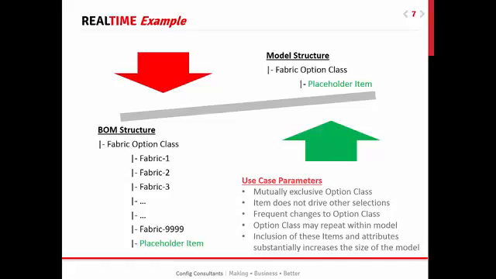In this case, the assumption is made that the option class is mutually exclusive and that the item selected does not drive other selections. We also assume that based on the size of the option class, frequent changes are made to the BOM and that it may be repeated multiple times within this and other models. It is based on this size and frequency of these types of option classes that many models become difficult to maintain and have slow response times during runtime.